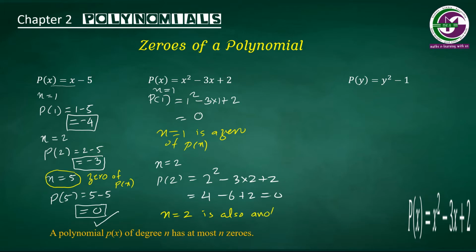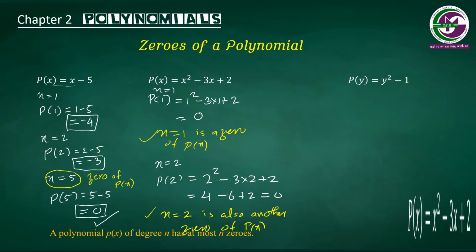Another 0 of p of x. So we got two zeros. One x is equal to 1, x is equal to 2. For a quadratic polynomial, there will be maximum 2 zeros, and for a linear polynomial, there will be 1 0. For a quadratic, maximum 2 zeros.